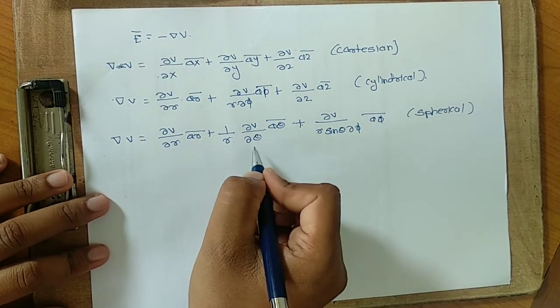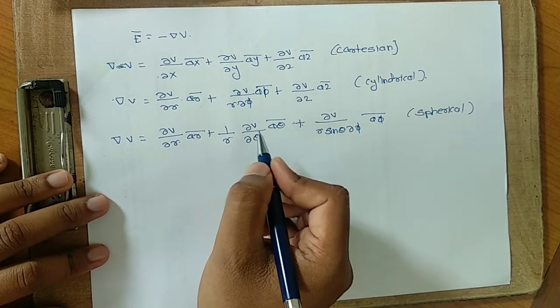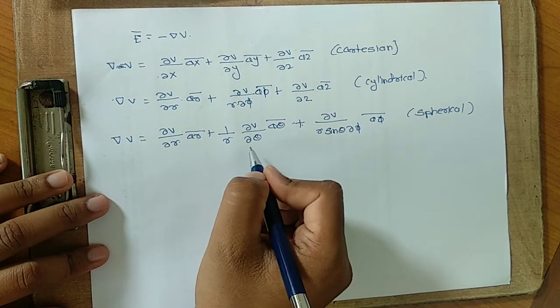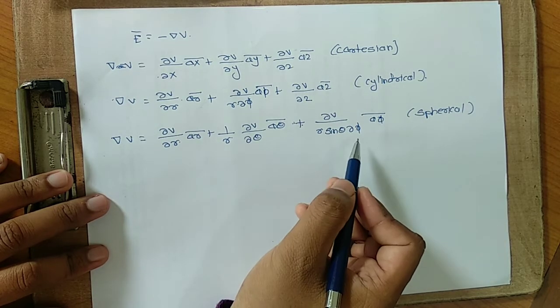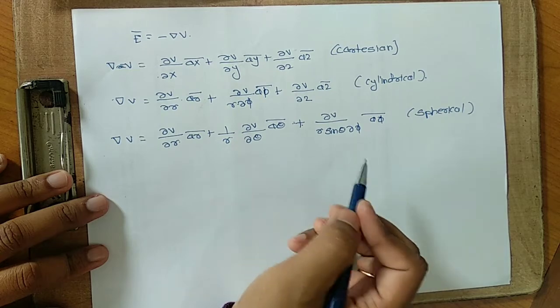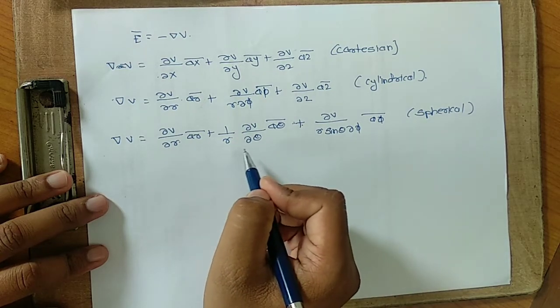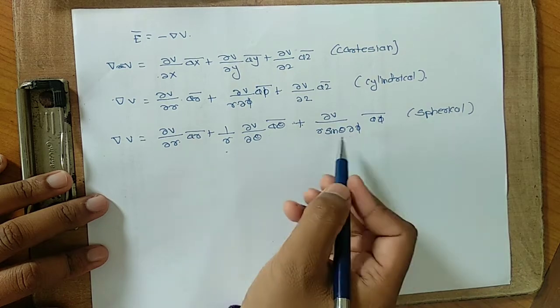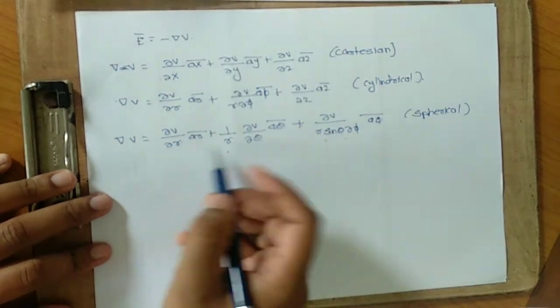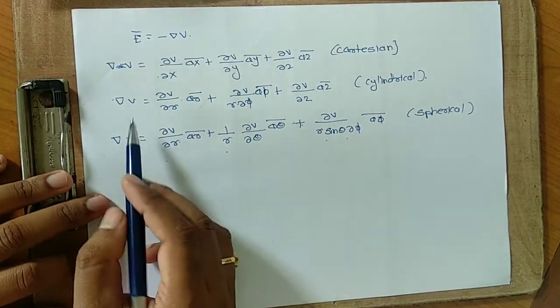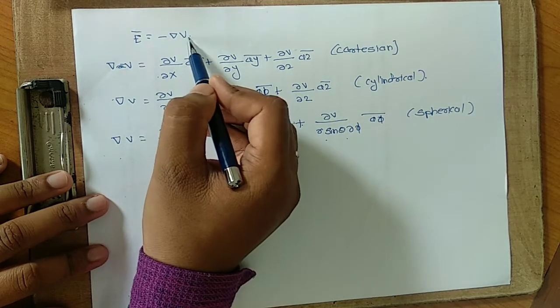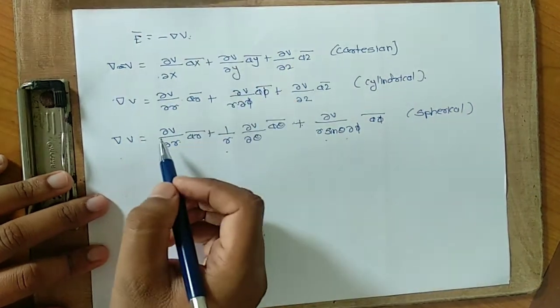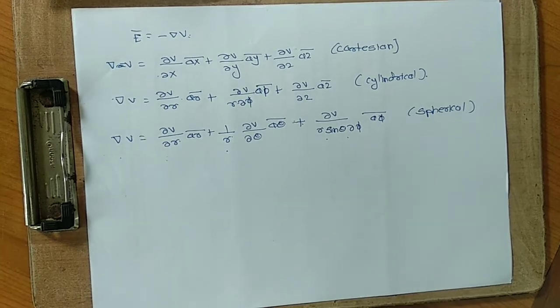We know that in the spherical coordinate system, when we are calculating along the phi angle, we will require the distance r sin theta. And when we are calculating along theta, we will require the radius. That's why we are adding this r and this r sin theta. So that is the spherical coordinate system that we will require for this del V when they ask for the different coordinate systems.